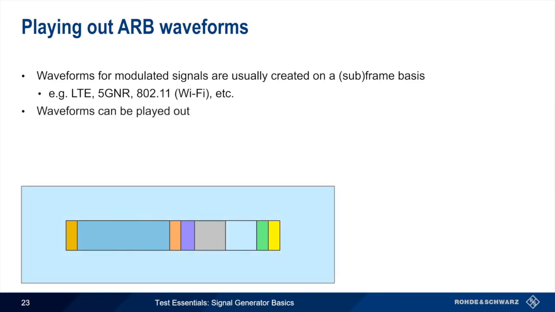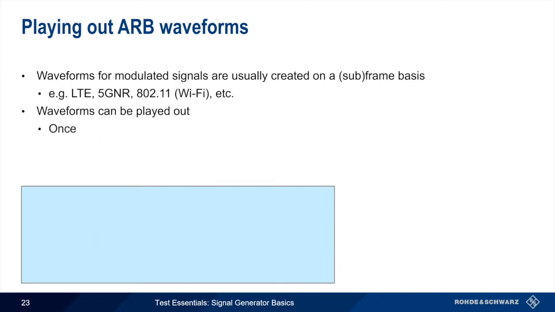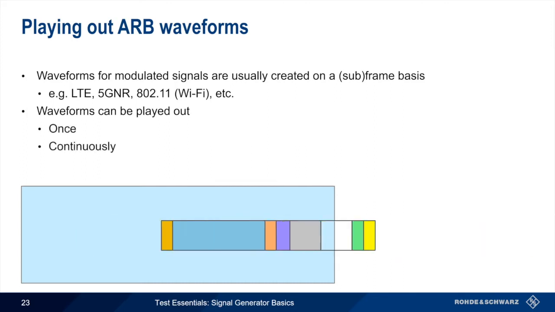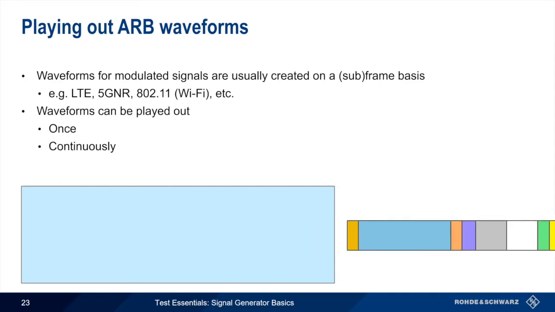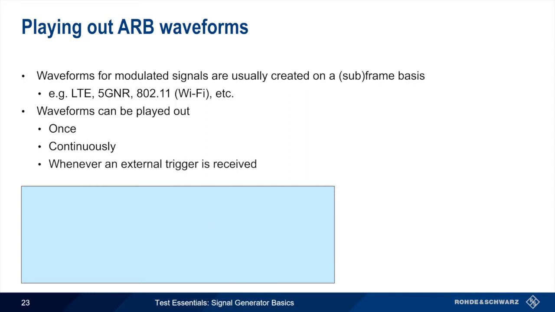We can have our vector signal generator play out waveforms in different ways. For example, our generator might produce the waveform only a single time, repeat the waveform over and over, or play out the waveform when some type of external trigger signal is received by the generator.